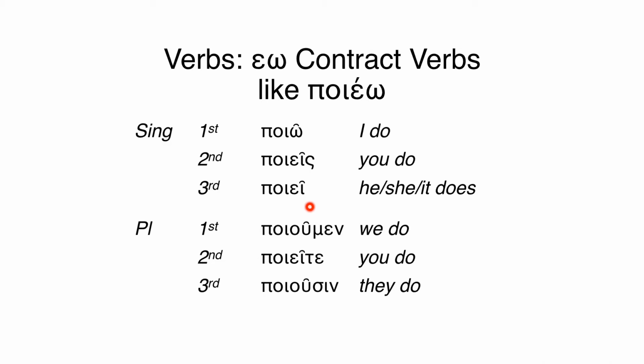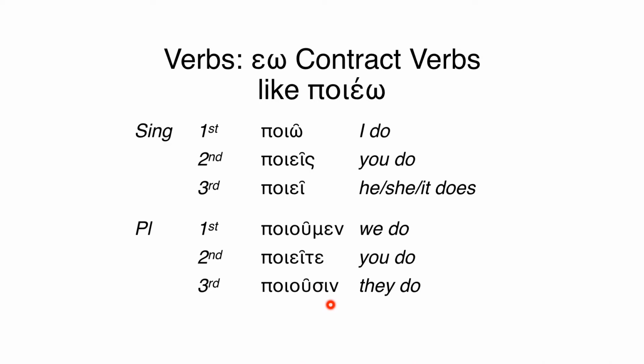The present active indicative first person plural is piu men. Now, the difference there is we've got u men instead of o men with the omicron alone when we compare it with luo. The present active indicative second person plural form is pi te. Again, you've got epsilon iota with a circumflex instead of just epsilon, tau epsilon. The present active indicative third person plural form is pu sin.